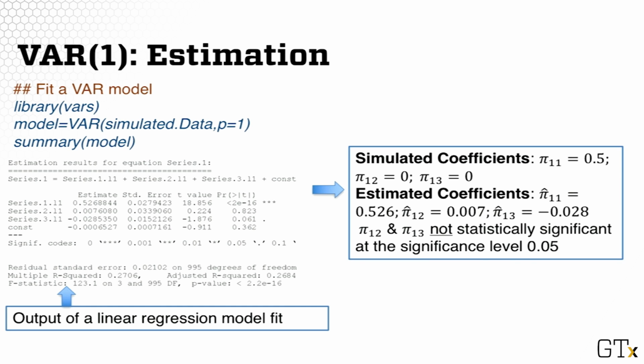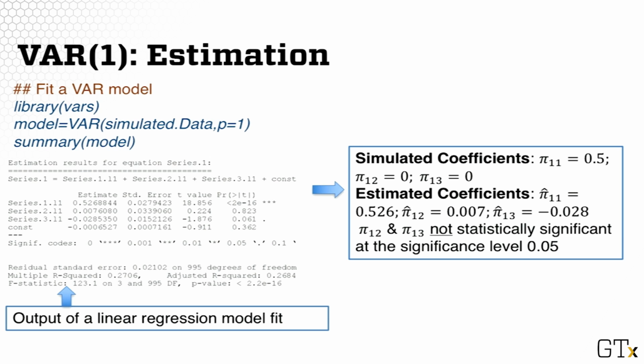What can we learn from this output? From the previous slide, the coefficients from the simulated model, hence the true parameters, are 0.5, 0, and 0 as provided by the first column in the matrix phi. In contrast, the estimated coefficients in the first column of the output are 0.526, 0.007, and minus 0.0028. The estimated coefficients are close to the true ones, but the question is, are they close enough? To address this question, we could perform hypothesis testing.